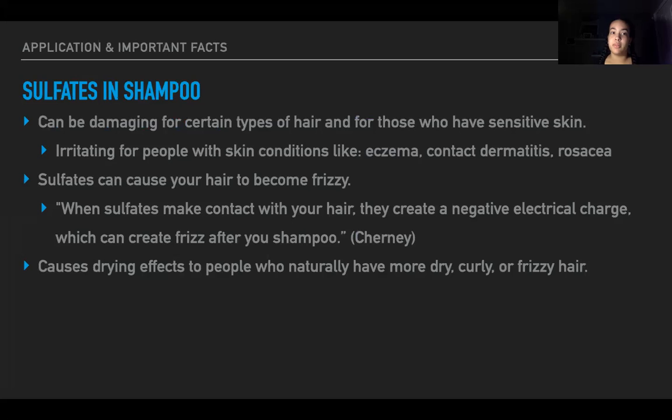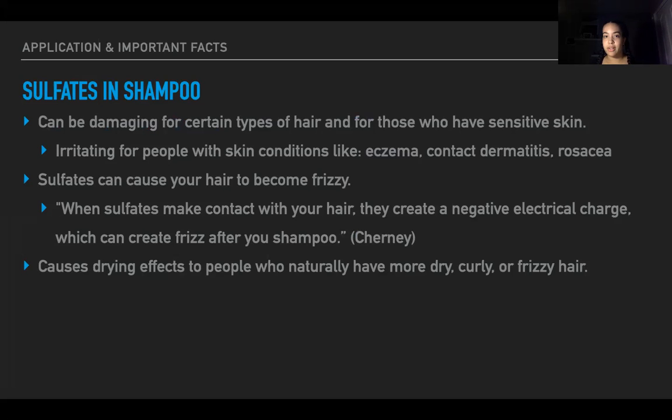Sulfates in shampoo. Sulfates can be damaging for certain types of hair and for those who have sensitive skin. It can be irritating for people with skin conditions like eczema, contact dermatitis, and rosacea. Sulfates can cause your hair to become frizzy. When sulfates make contact with your hair, they create a negative electrical charge, which can create frizz after you shampoo. It causes drying effects to people who naturally have more curly or frizzy hair.